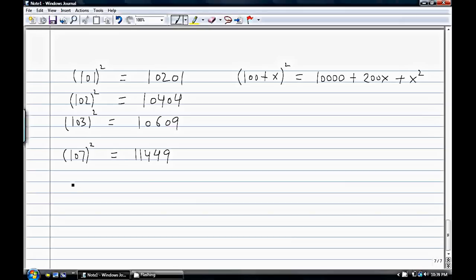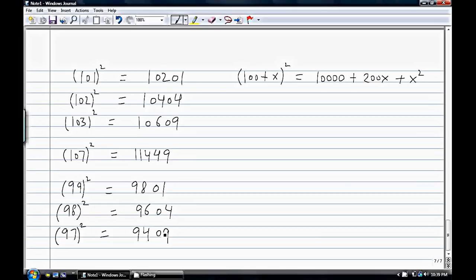So if I use the same formula to square the numbers which are below 100, instead of writing x I have to use minus x. Suppose I am squaring 99, then 1 times 2 is 2, so I will subtract 2 from 100, that will be 98, and then take the square of 1, that is 9801. Similarly 98 square will be 9604, and 97 square is equal to 94, and 09.